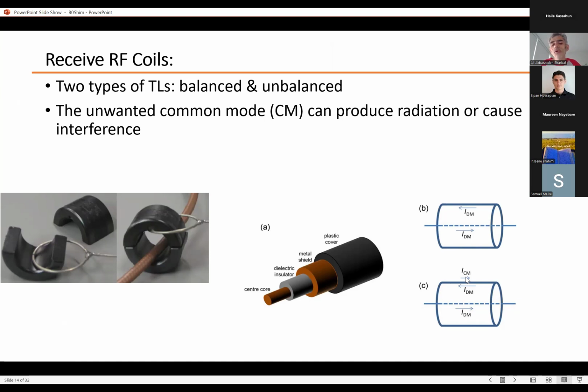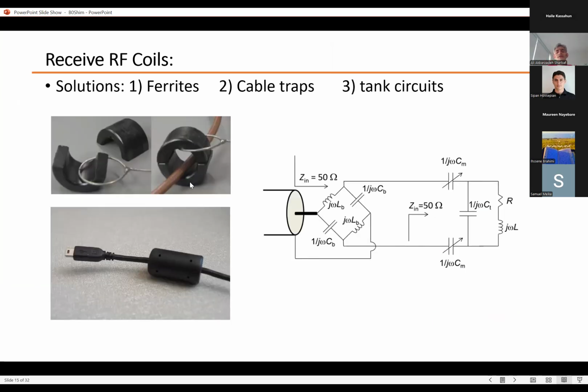And this current is most often unwanted because it can radiate into the room or cause interference with the neighboring loops or coils. So we would like to get rid of it. And there are three main solutions to do that. One solution is to use ferrites like this one.